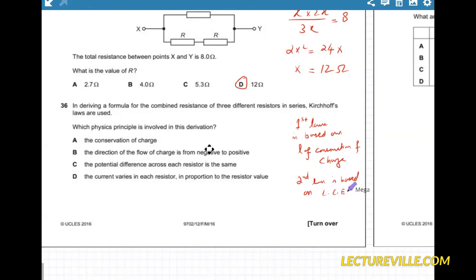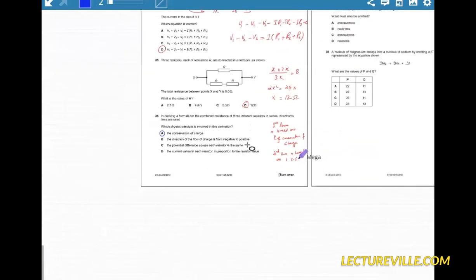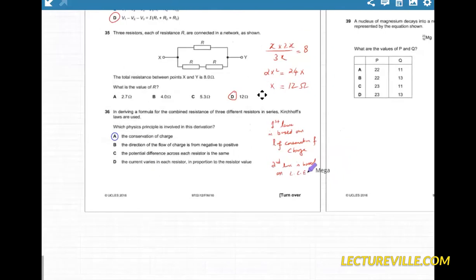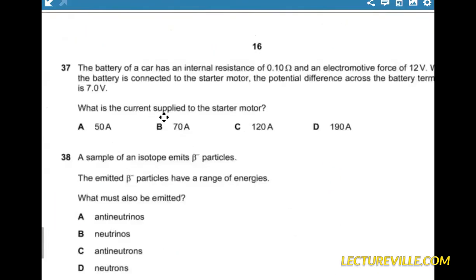Over here, first law, the current that goes into the resistance comes out of the resistance. So same current goes in and same current comes out, and the current through each resistor in series is same. It means the charge that flows in a particular amount of time stays same. So it is based on the law of conservation of charge. So that would be the answer over here, because the second law is based on the law of conservation of energy.